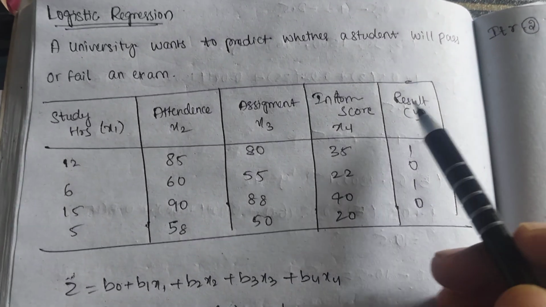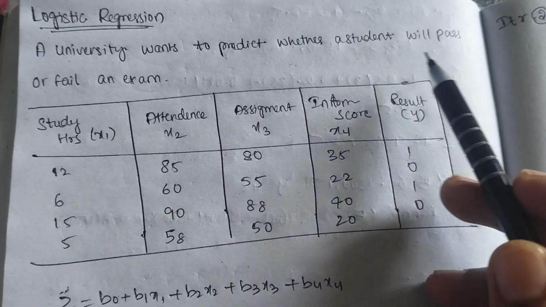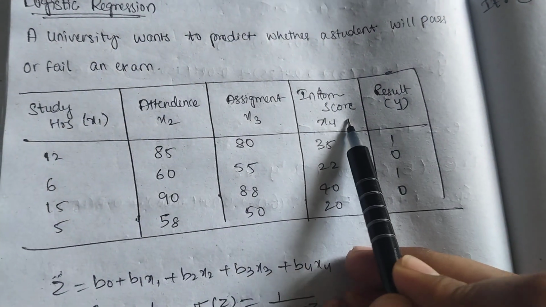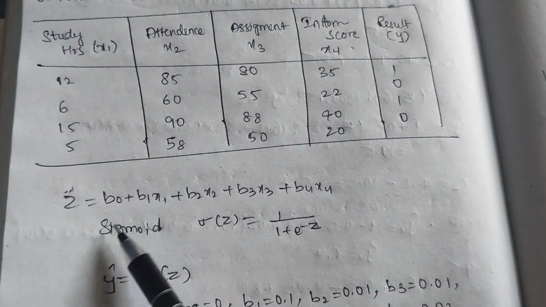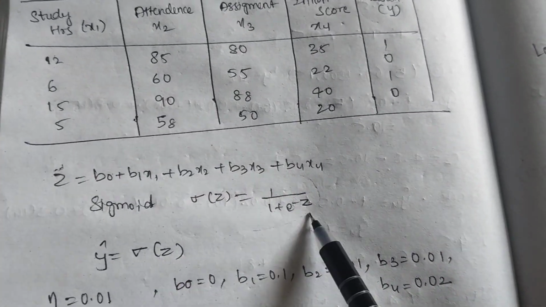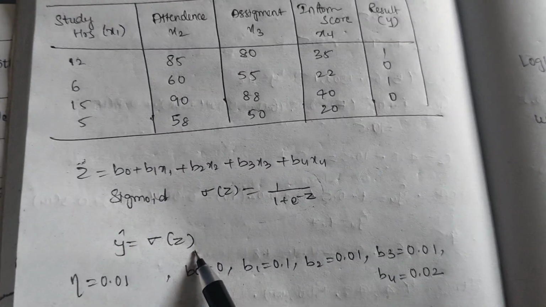With the logistic regression for this video, a university wants to predict whether a student will pass or not. That is the same prediction. We have 4 features given and we have to predict the result. So in the same way, we'll be going with this z equals this equation, and we'll be using the sigmoid function, and we'll be predicting the target variable.